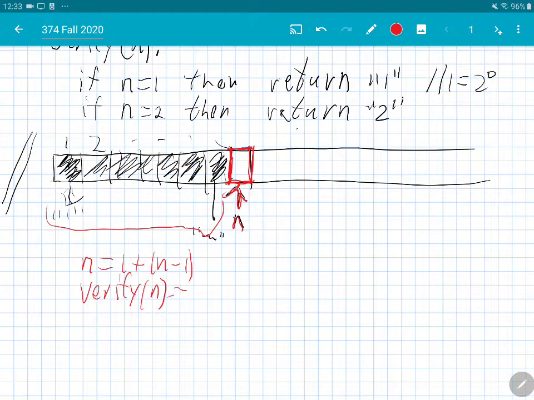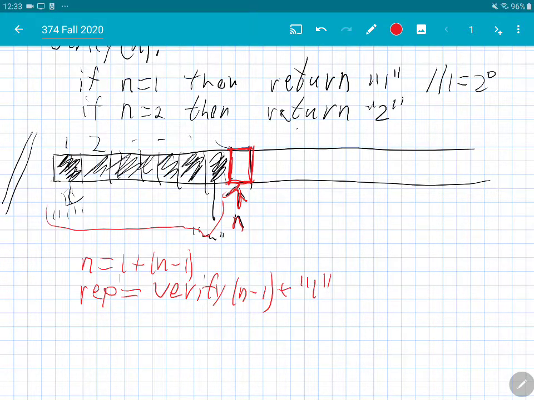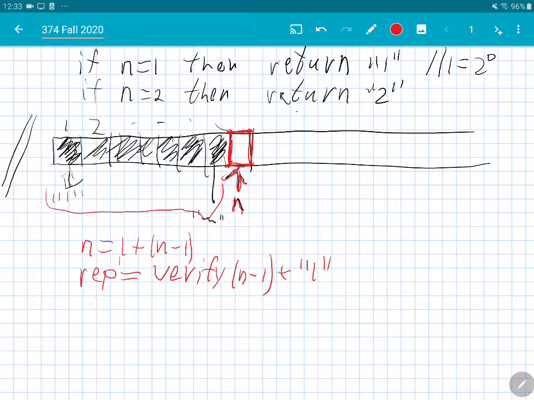Verify n returns whether or not n can be written as a distinct sum of powers of 2, and also it returns the representation as a string. So for the representation, we call verify of n minus 1. This gives us a collection of powers of 2 whose sum is n minus 1, and we add to this collection the string 1, because we just need to add 1 to it. Of course, rep is going to be a collection of strings.